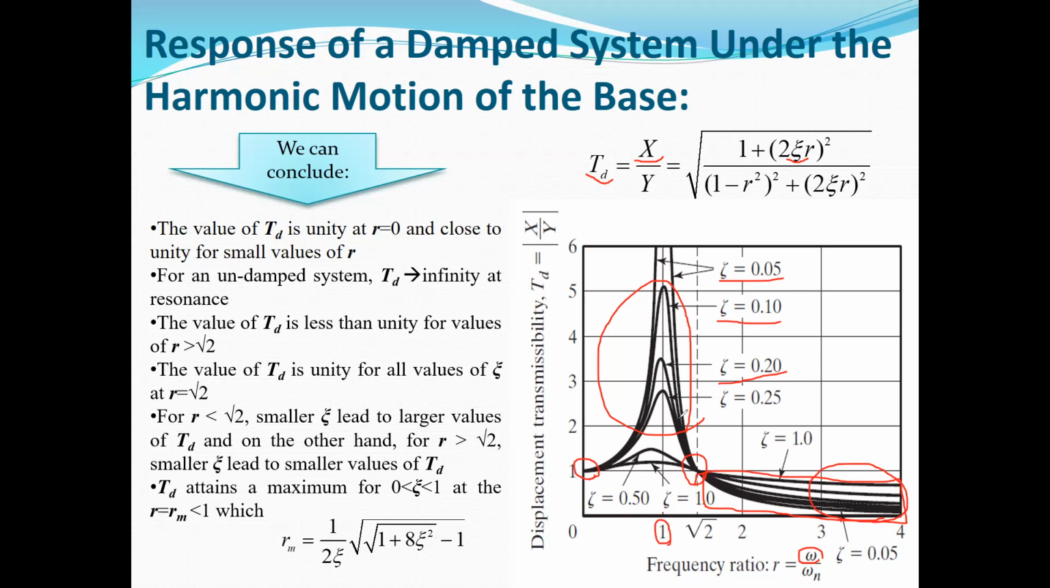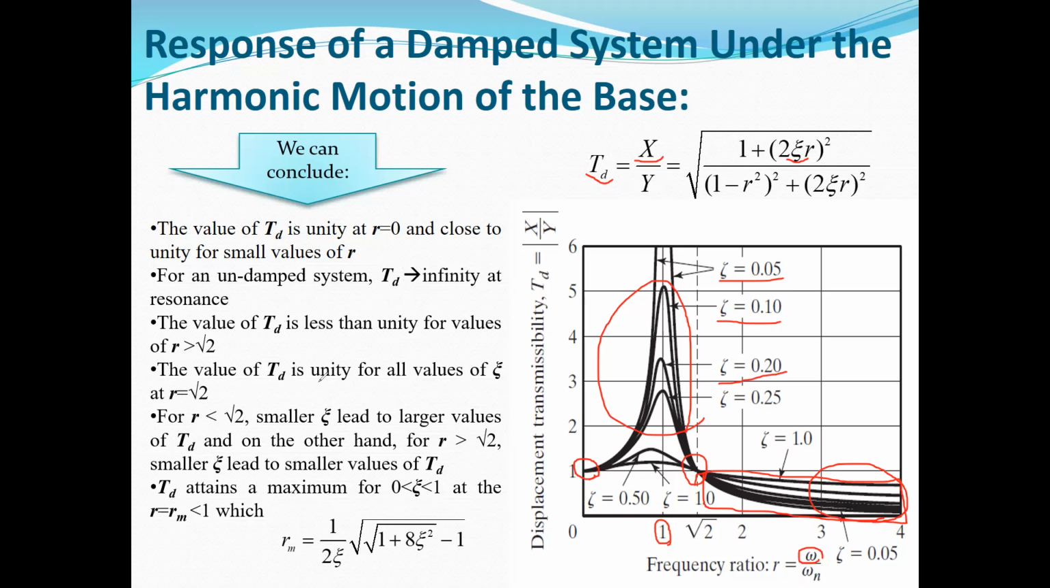And this is due to the excitation frequency being less than the frequency of your system, or omega is less than omega n. So again, it's up to you. When you are driving a car, by changing the velocity of your car, you can change the response of your car when you are facing different bumps and different base excitation, in fact.